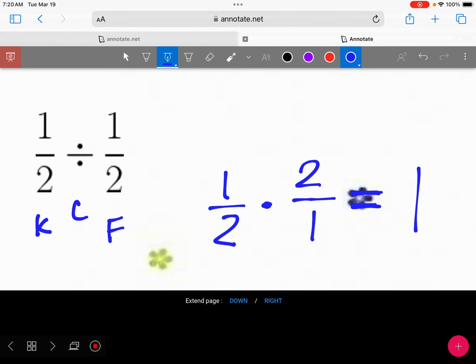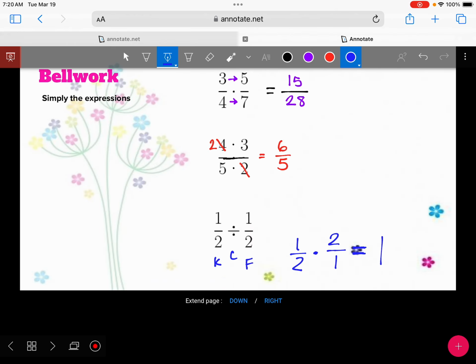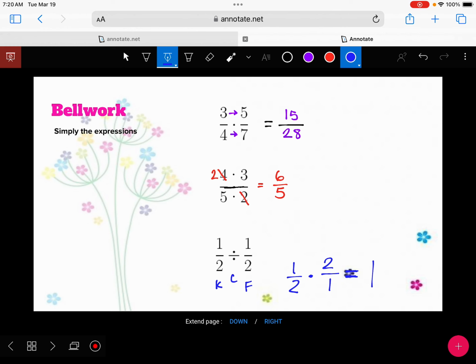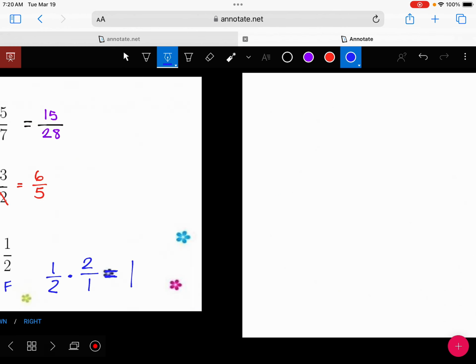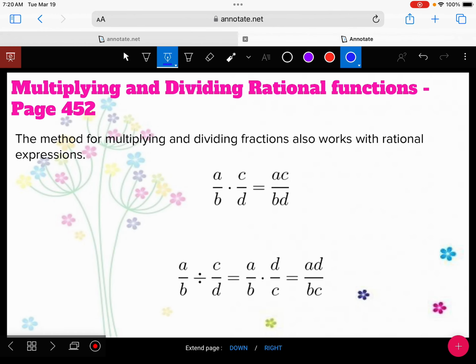And I did not pick these at random. Remember how we were simplifying polynomial fractions yesterday? I wonder what we're going to do with our polynomial fractions today. It's irrelevant. Who'd have thunk it? All right. So what we're going to be talking about today is multiplying and dividing of our rational functions.